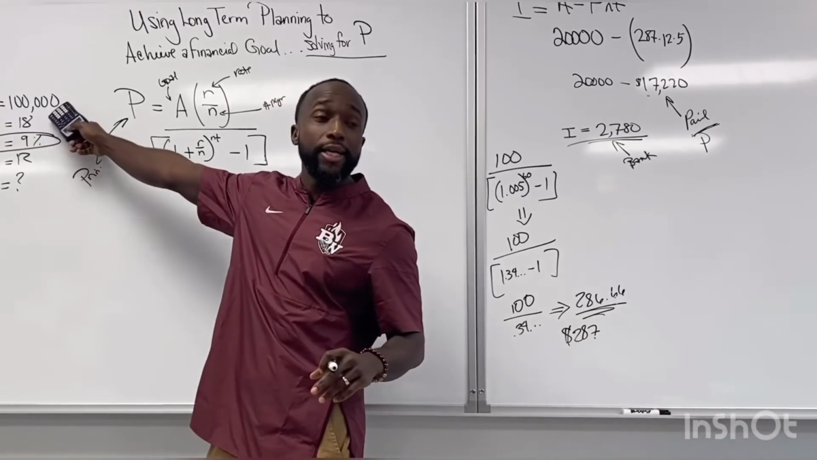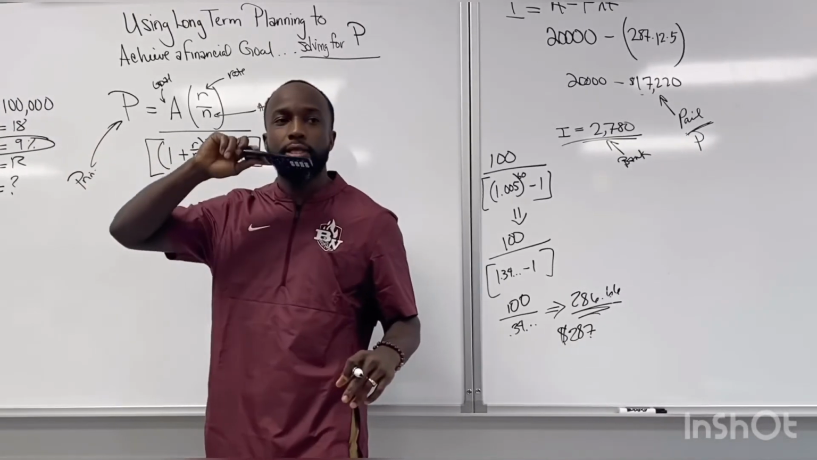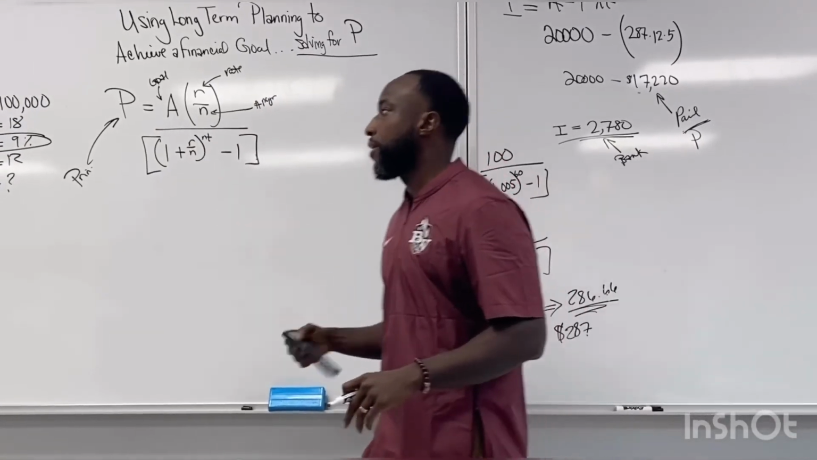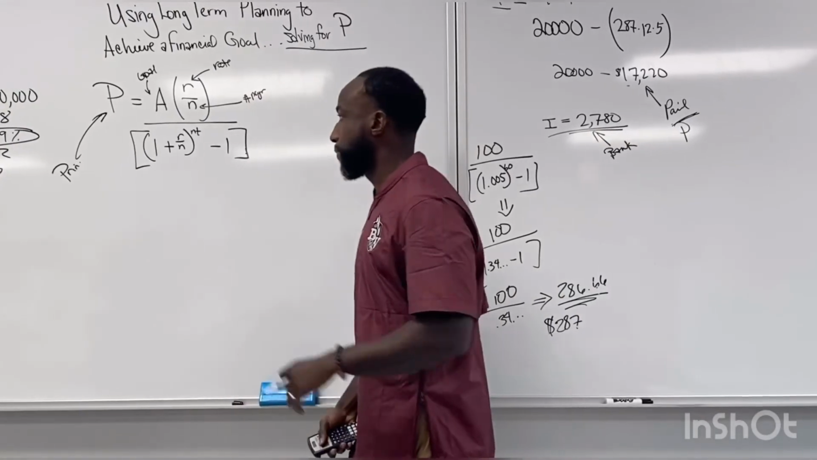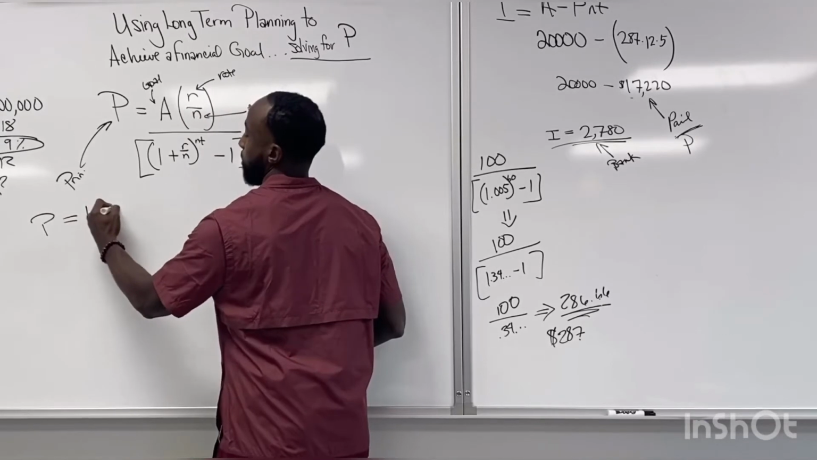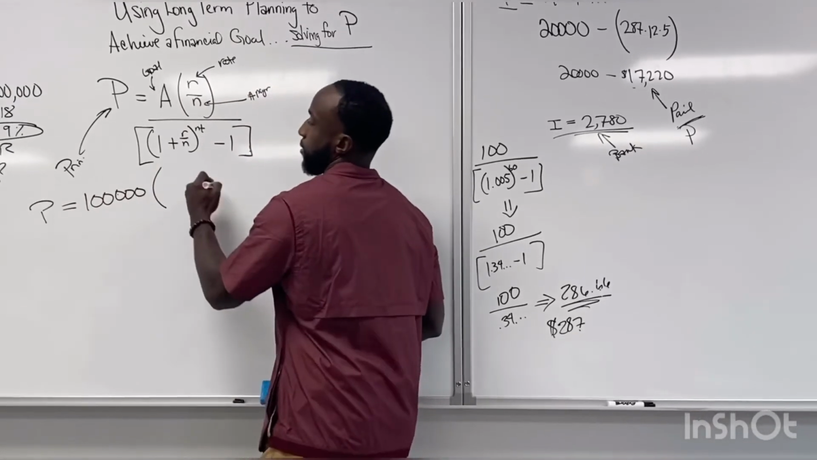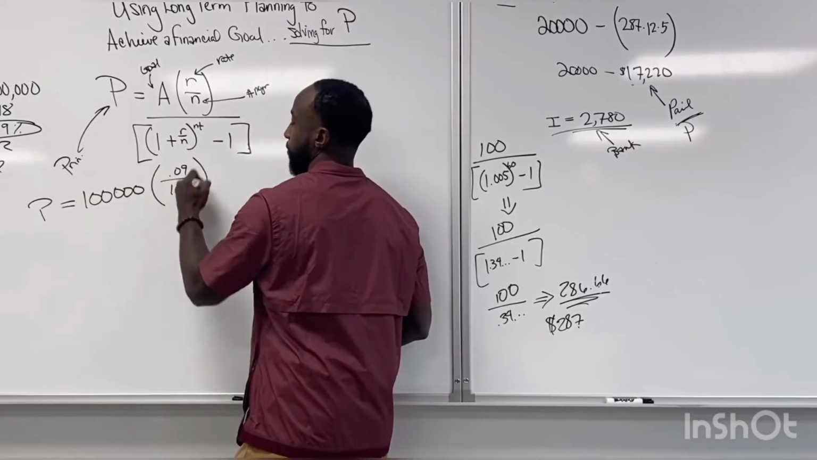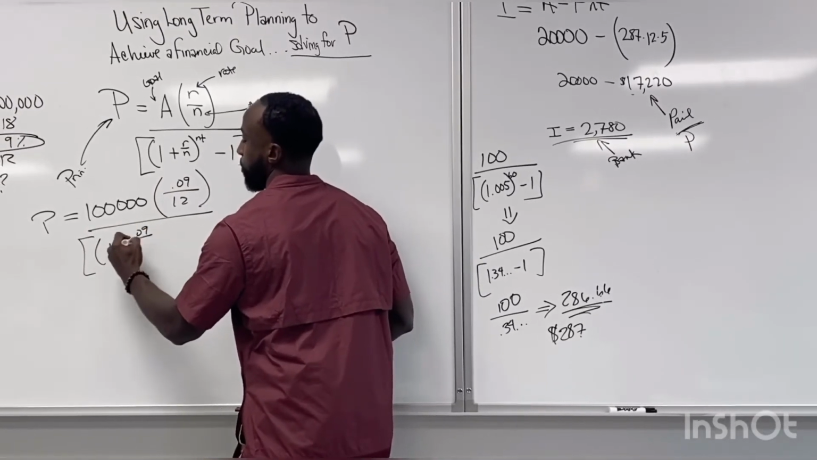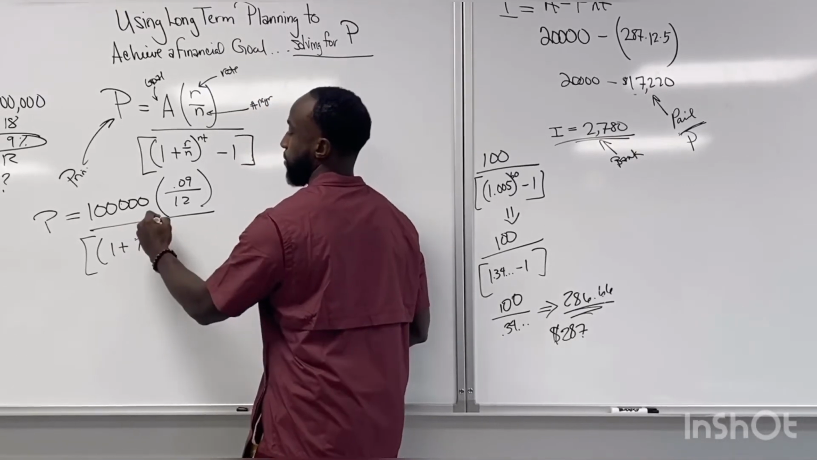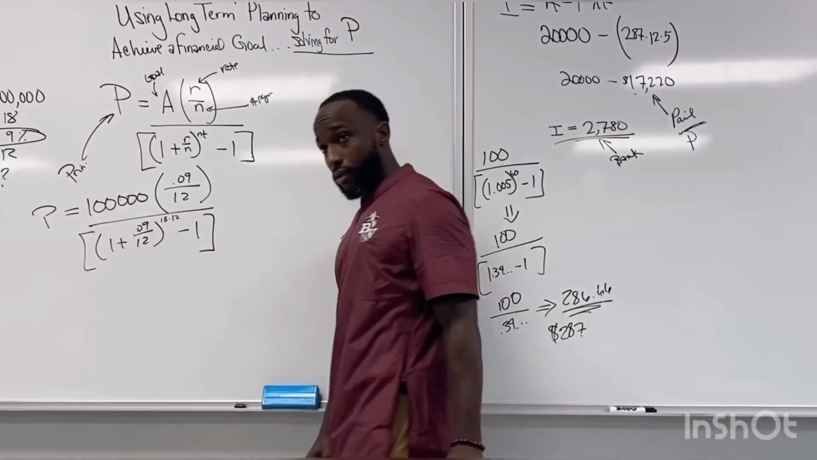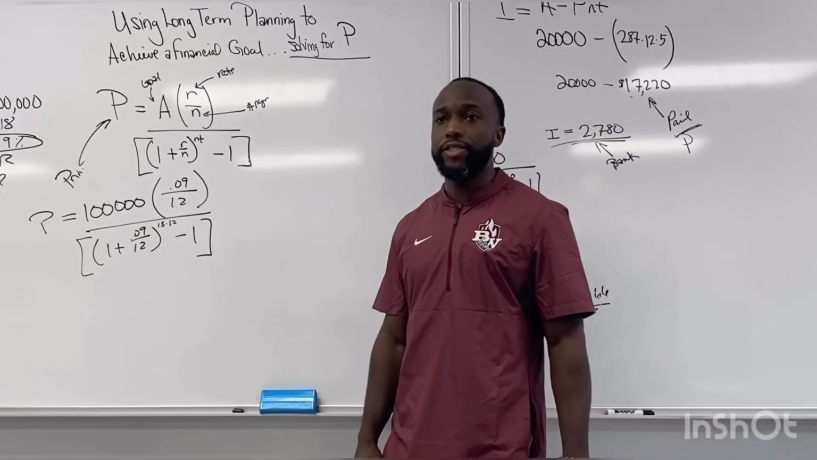The goal is $100,000 in 18 years. The institution is going to give me 9% interest, paid monthly. So let's do the math. P equals 100,000 times 0.09 over 12, all over 1 plus 0.09 over 12, raised to the 18 times 12 power, minus 1. Everybody good so far?